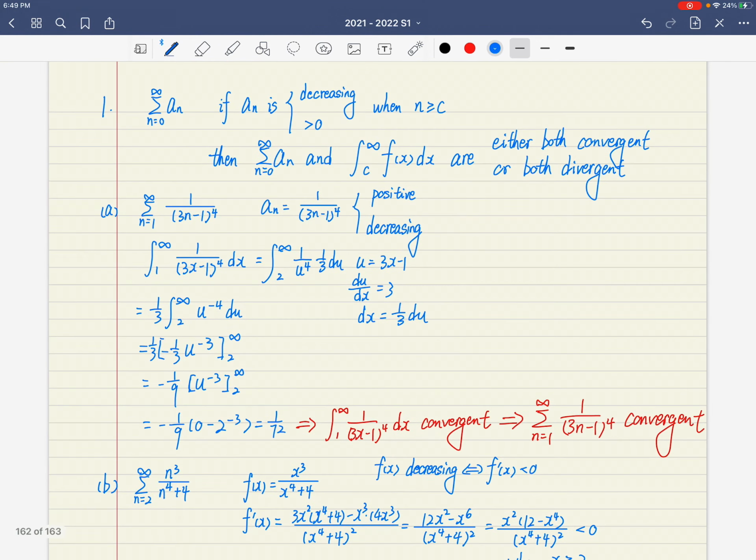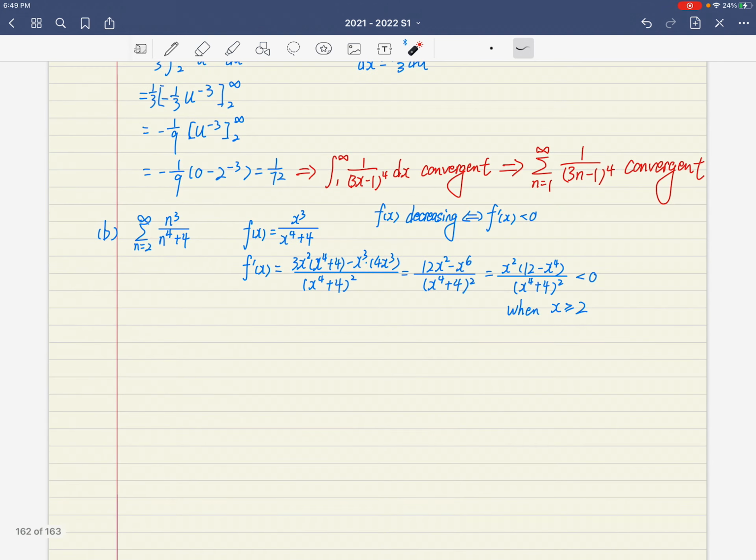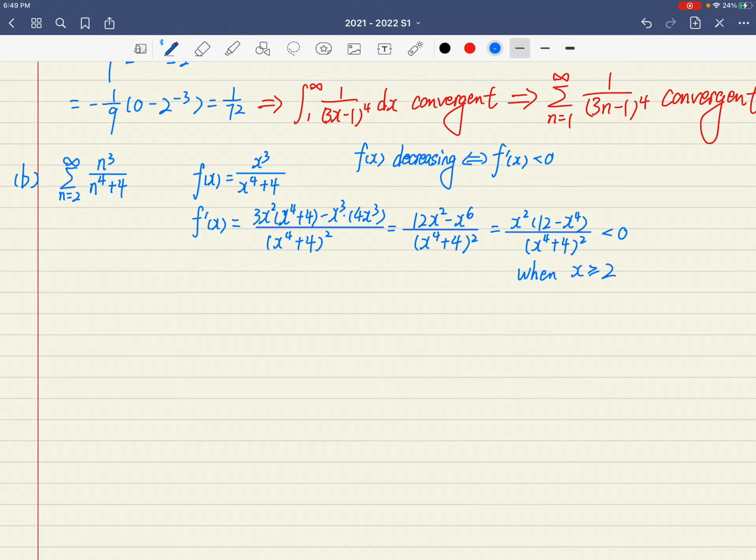So that satisfies our definition here, right? The an is decreasing and positive when n is greater or equal to 2. So we can still use the integral test. This is obviously positive, and we have proved that. Let me write it down here. So this an is obviously positive when n is 1, 2, 3, 4, etc., and decreasing when n is greater or equal to 2.